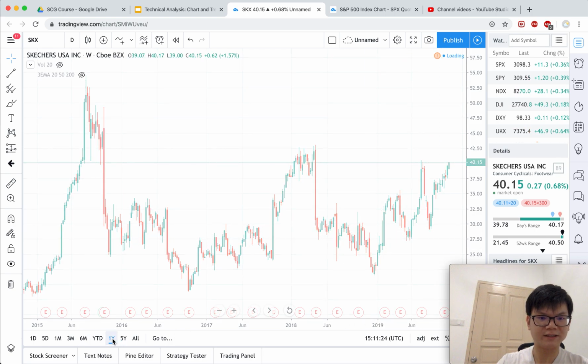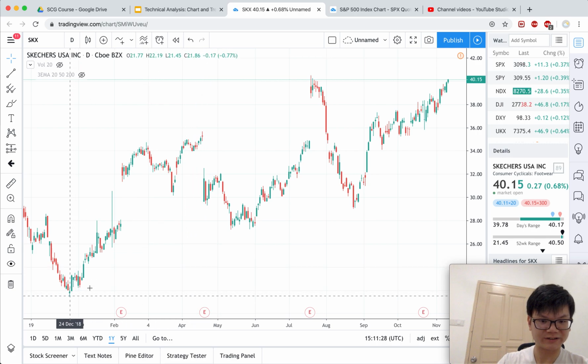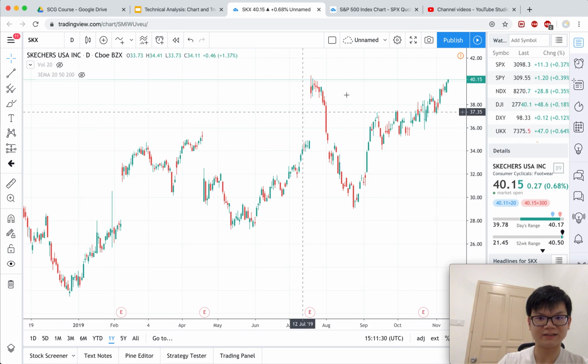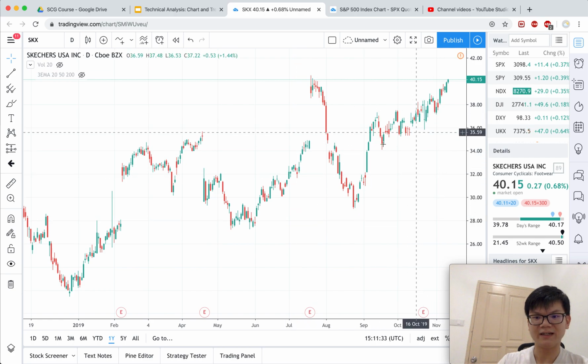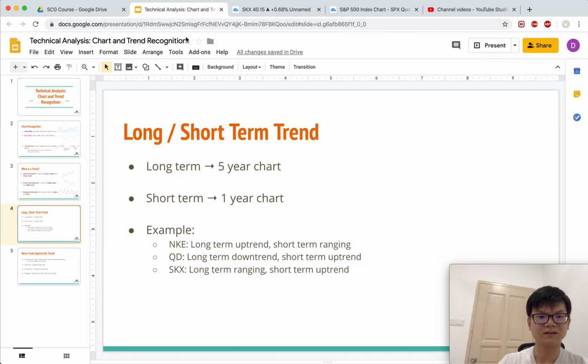And zoom into 1 year, so now you can see a clearer picture. It is an uptrend, and then it is still going up. So this is how we identify a short or long-term trend.